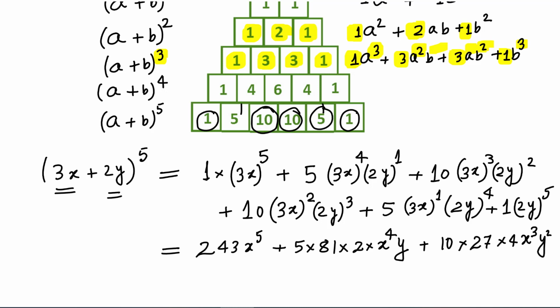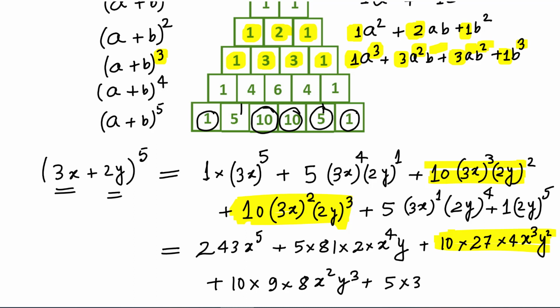So we are using this term. So this is here, this is here. So now next term is this one. So next term we will have plus 10 multiplied by 9, and this is 8 x square y cube, and this is 5 times 3, and 2 raised to the power 4 is 16, and x y^4, and then this will be 2 raised to the power 5, that is basically 32 y raised to the power 5. So this term is here. So this term, the last term, is same as this term.